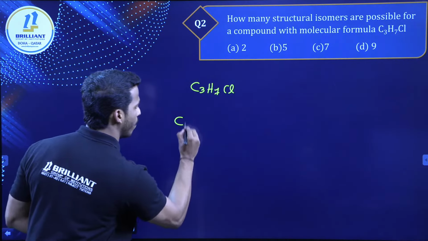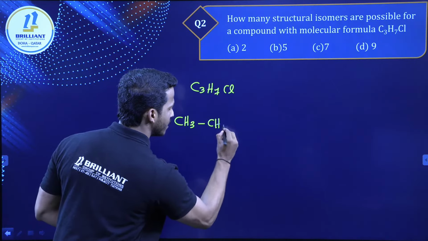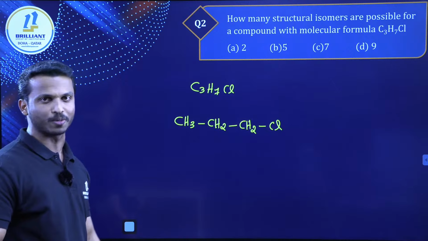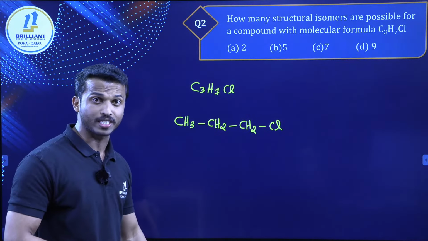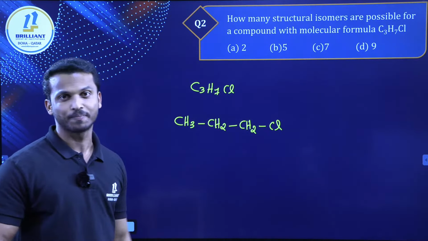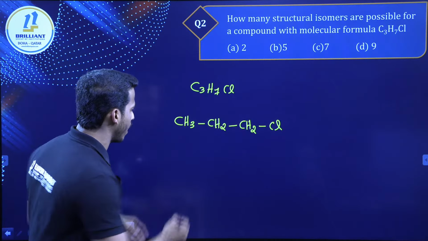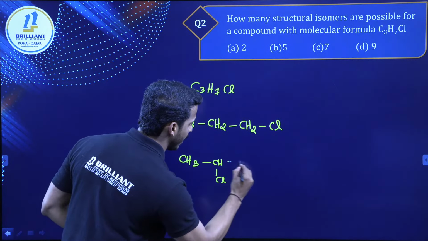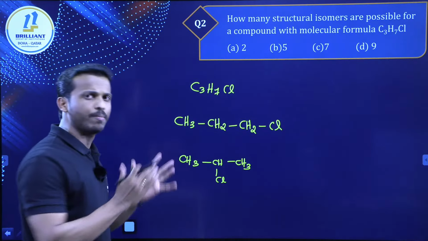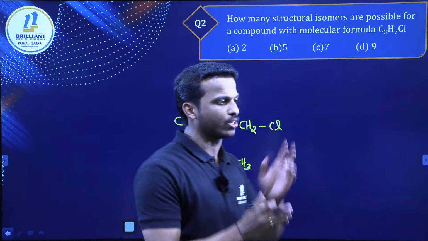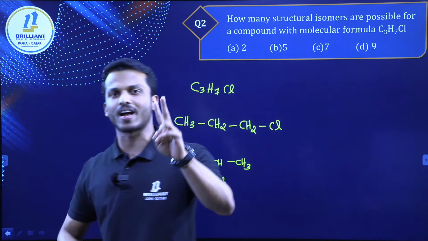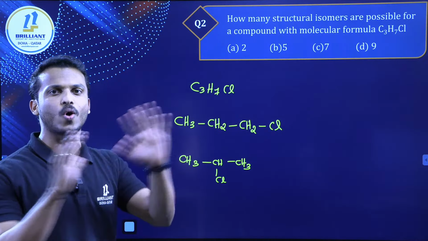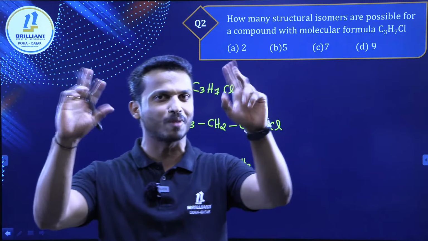C3H7Cl. Let me write the compound. CH3, CH2, CH2, Cl. This is one of the structures possible. What is this compound? 1-chloropropane. Now you can place this chlorine on the second carbon: CH3, CHCl, CH3. Dear all, maximum you can arrange two ways. 1-chloropropane, 2-chloropropane. No other structural isomer is possible for this compound.